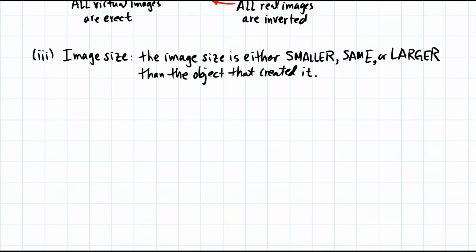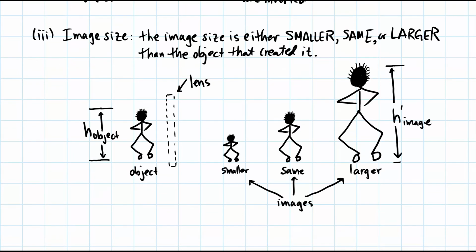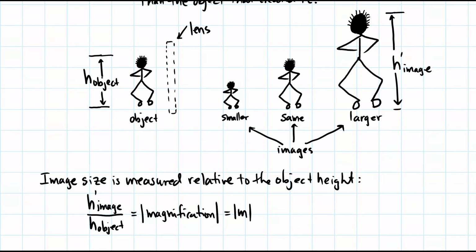Picture-wise, I draw it the following way. On the left here, I have the object, and its height is h object. In the middle here is the lens. If I look at the image on the other side, the image could be smaller, the same size, or larger. The way we measure that is the ratio of the image to the object. The image size is measured relative to the object height. In other words, the ratio of the image height divided by the object height is defined as the magnitude of the magnification, which we write like this.